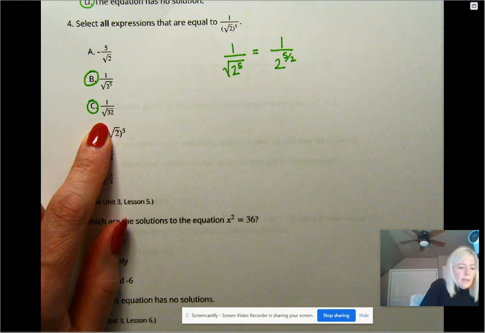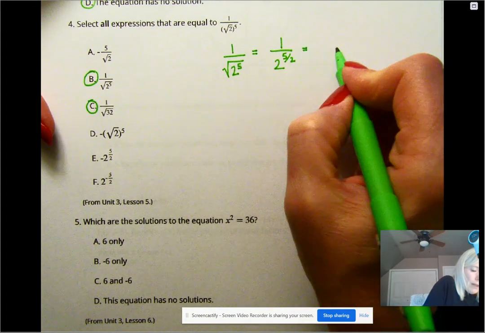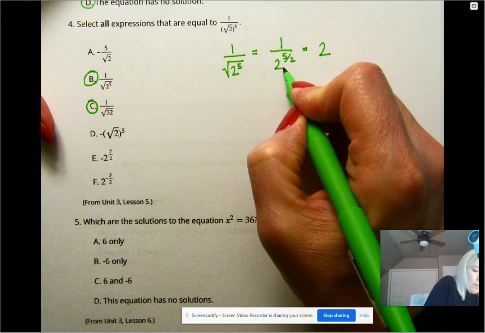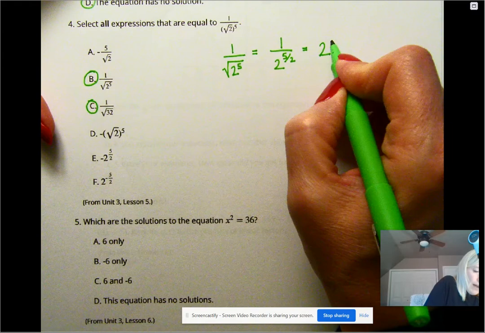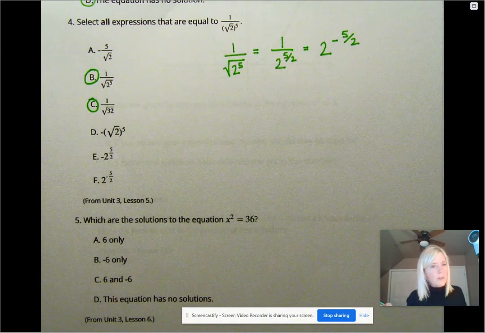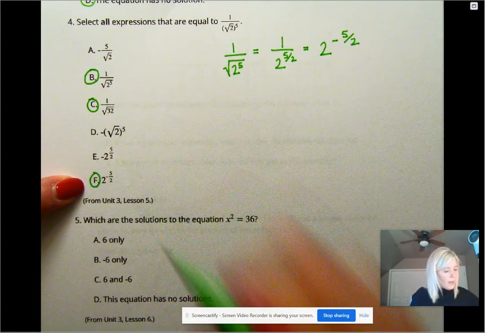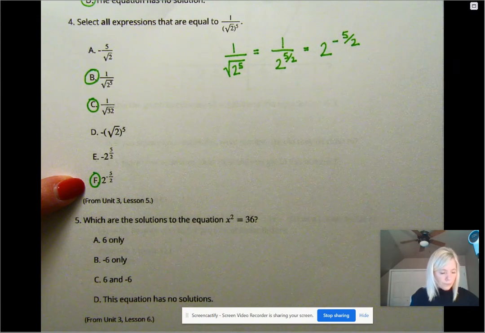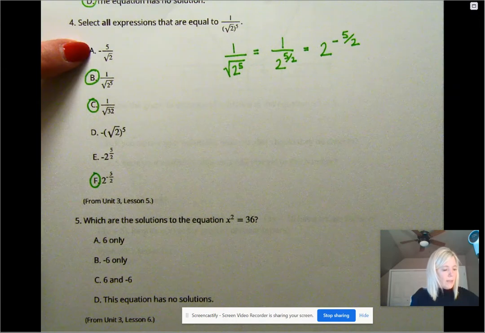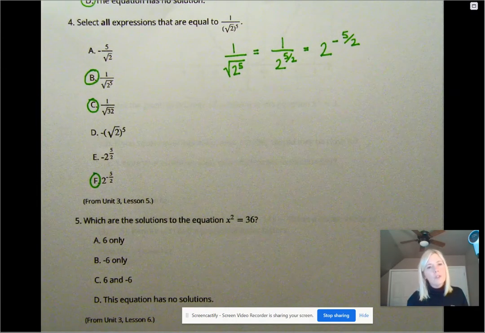Now I'm going to go back here and rewrite this as a power of 2, but because it was in the denominator of the fraction, then the exponent is just -5/2. Is that on the list? It sure is. It's F. Okay, and negative exponents do not make negative values, and A, D, and E all suggest that they do. So none of those are correct options, just the 3 I circled.